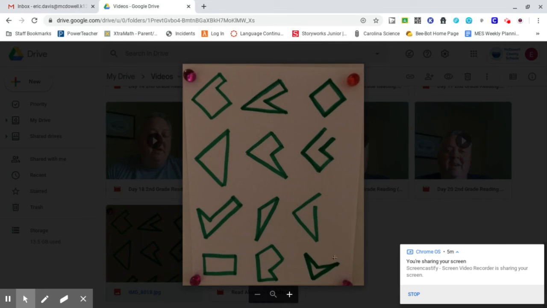Very good. And our final one, I have 1, 2, 3, 4 sides, and 1, 2, 3, 4 vertices. So that fits into the category of a quadrilateral because it has 4 sides and 4 vertices.